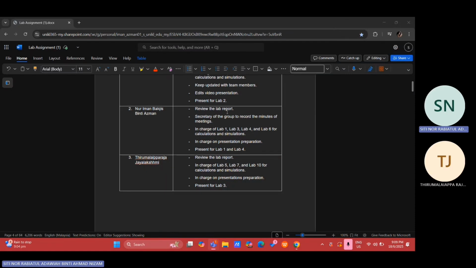And then lastly, for Tirumale Paraja Jaya Lashmi, she's in charge of reviewing the lab report, and she's also in charge of lab 5, lab 7, and also lab 10 for the calculation and simulation, and also in charge of presentation preparation. And she will also present to you for lab 3.